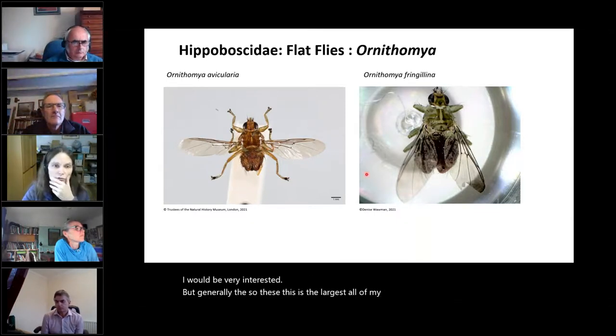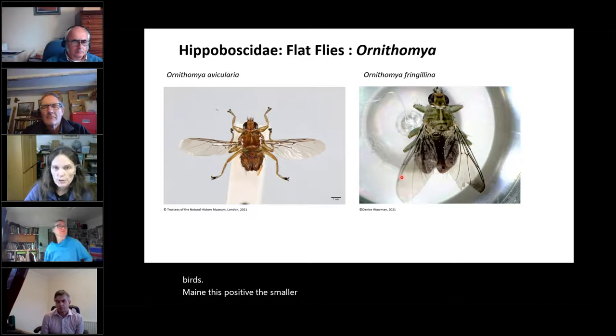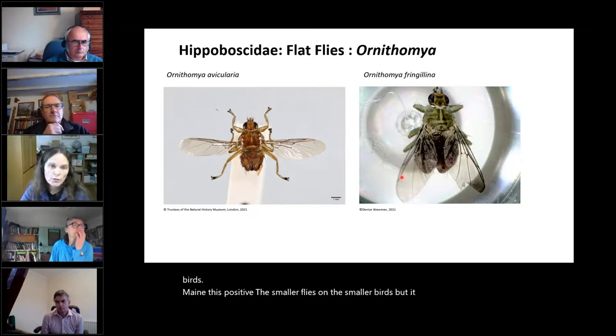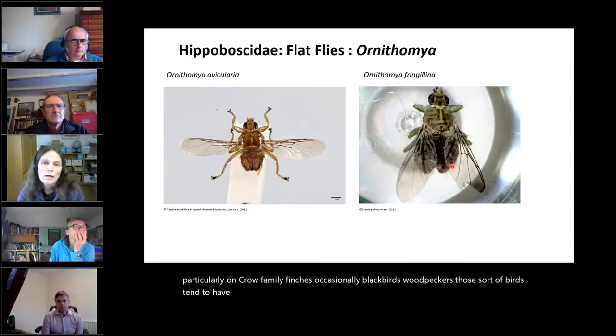They're found across a range of birds, mainly supposedly the smaller flies on the smaller birds, but it doesn't always hold. So particularly on the crow family, finches occasionally, blackbirds, woodpeckers, those sort of birds tend to have a lot of this one. Ornithomyia fringillina is also found on finches and generally smaller birds.